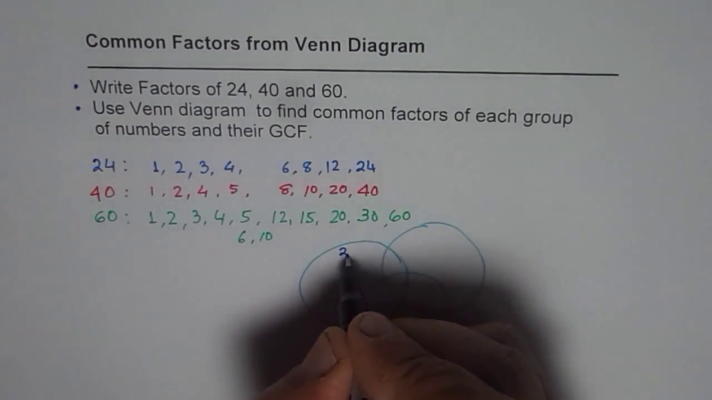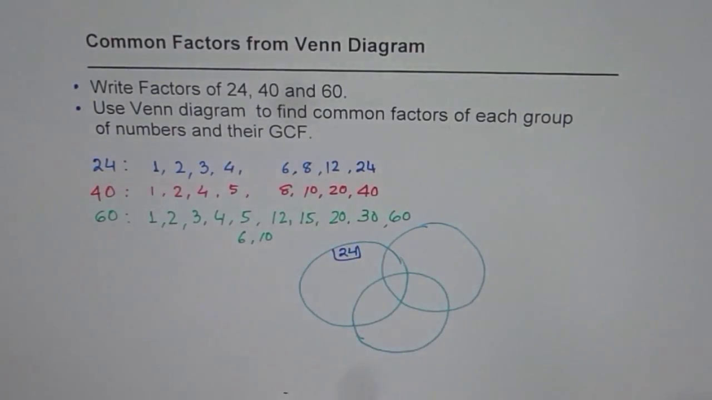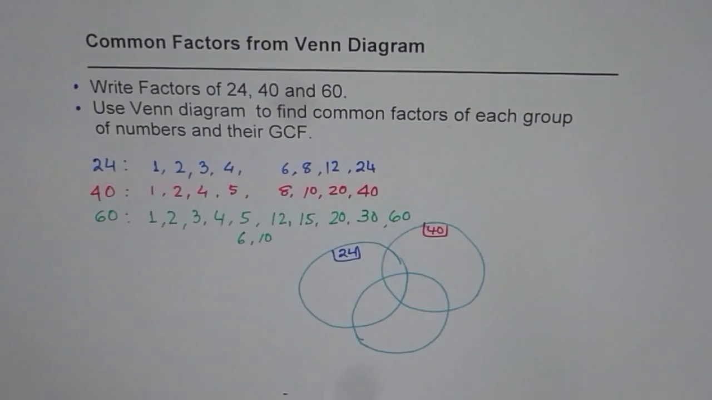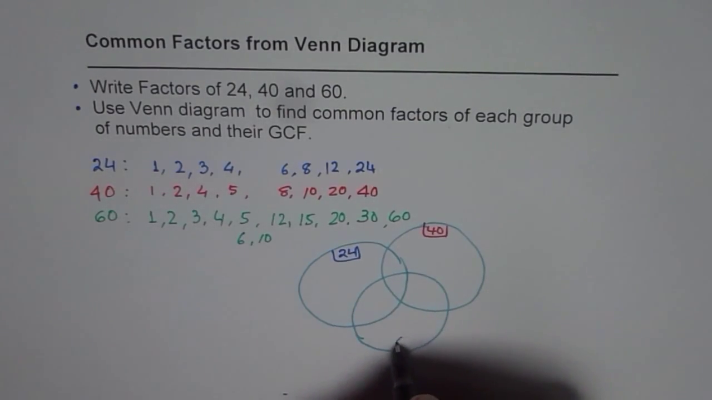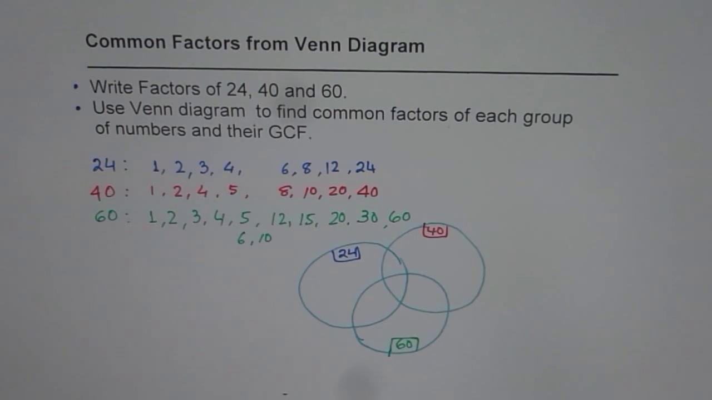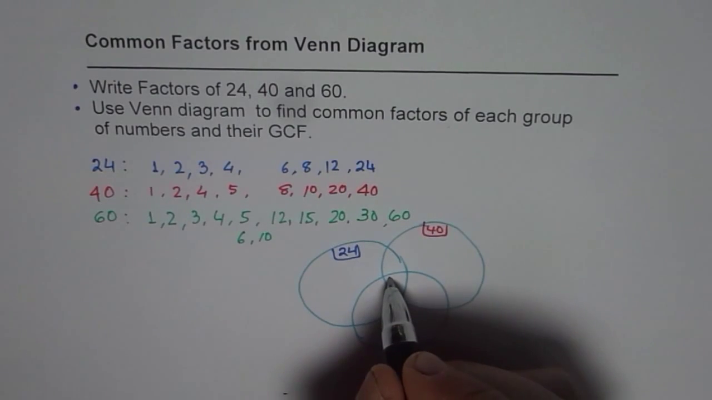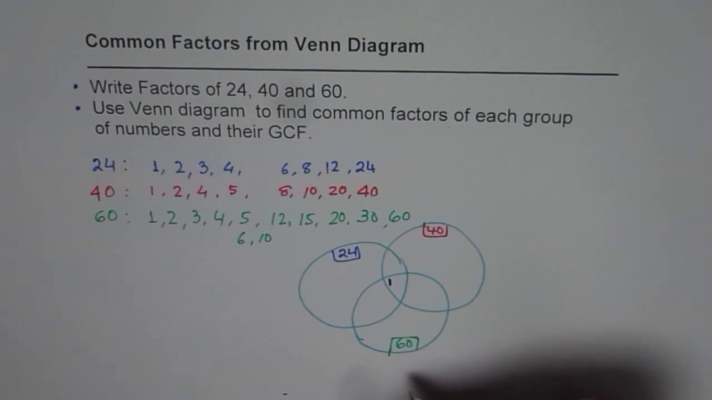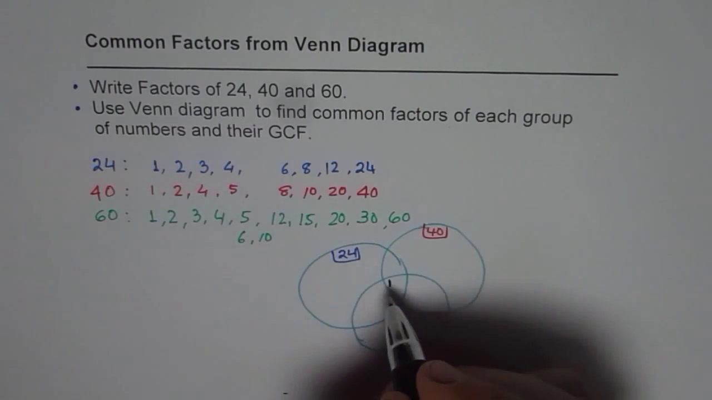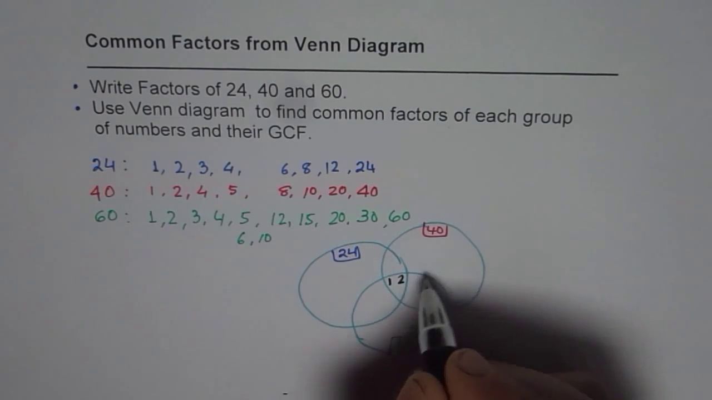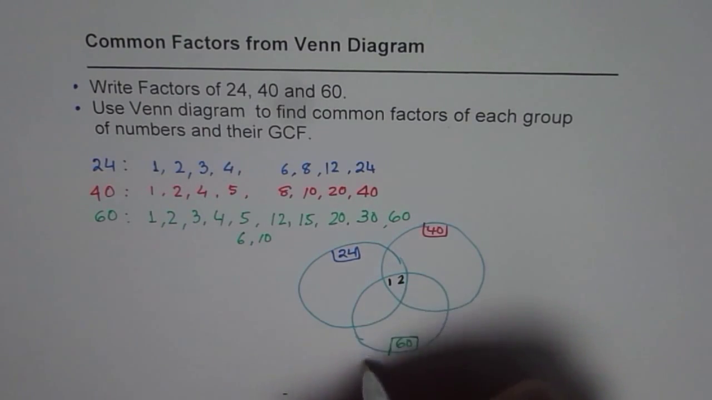So first one is 24 for us. The second one is 40, okay, and the third one is 60 for us. Now let's begin by 1. The first one is common to all. Now in this Venn diagram, what is common to all? Here, the number in the center, this is common to all. So we'll write 1 here, correct? Then we have 2. 2 is also common to all, so we'll write 2 also here. So this area is common to all 3 of them, correct?